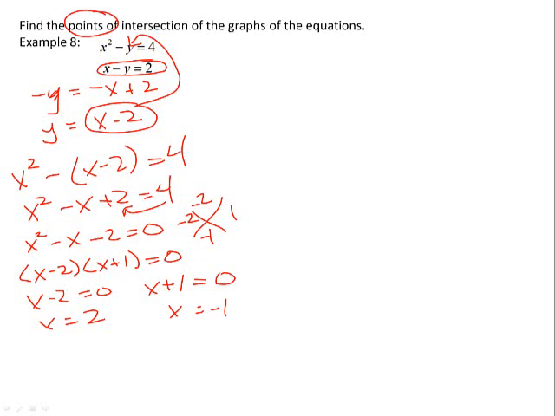Now, it is possible to use our calculator to help us out with this. So, some of them you're going to have to do what we call analytically, which is by hand. Some of them we can use the calculator to help us out with.